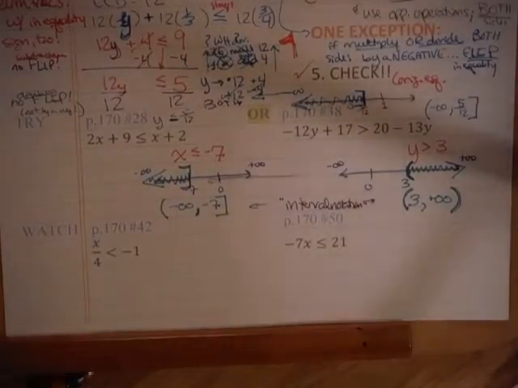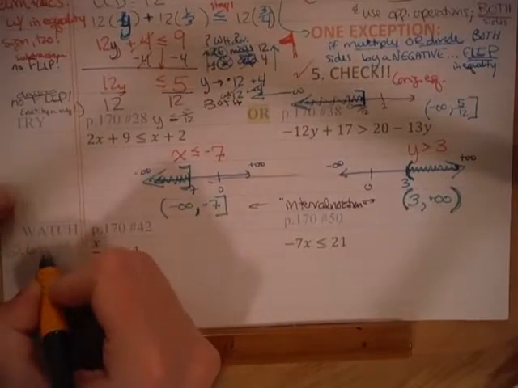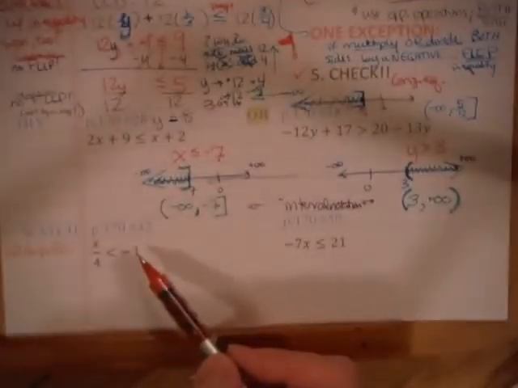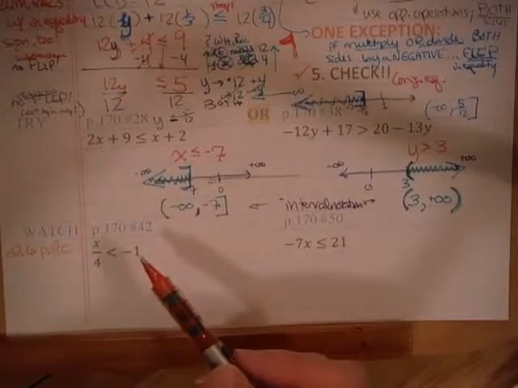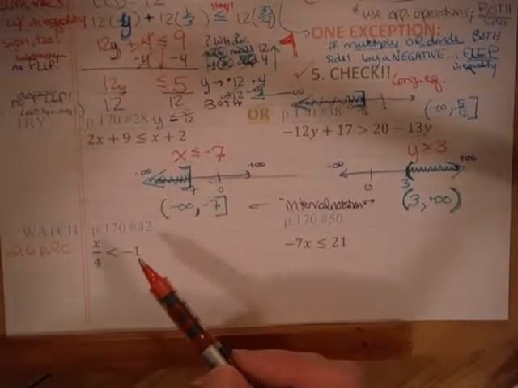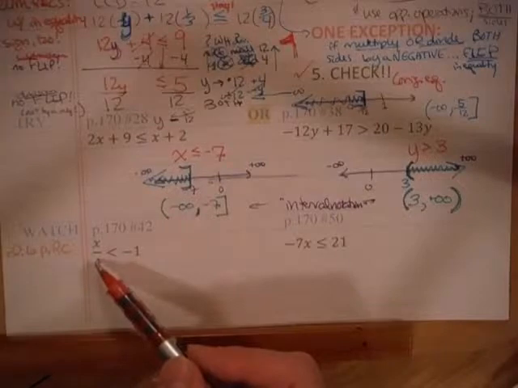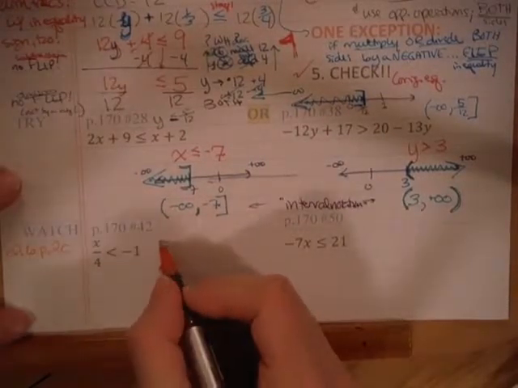All right, and here we are at the bottom. We'll do this as 2.6, page 2c here. On number 42, you've got x over 4 is less than -1. Don't panic. When it looks a little different, ask yourself, what is so different? What's causing me to think this is so different? In this case, there's an x sitting on top of a fraction. Remember that fraction is the same as division, okay?